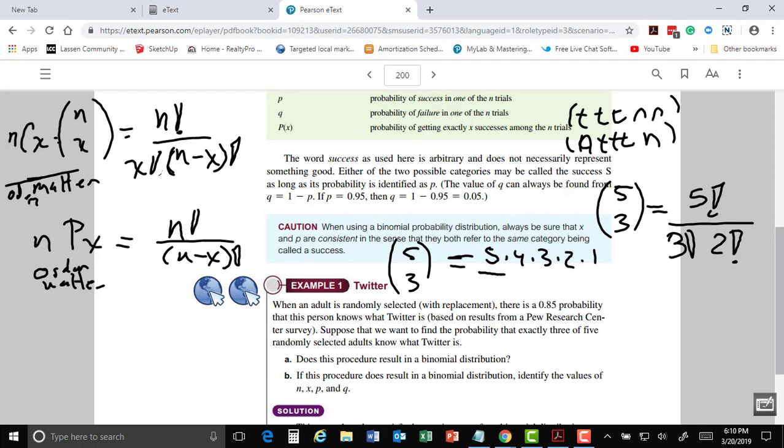3 factorial is, in fact, 3 times 2 times 1. What do I have still left under here? 2 factorial, do you agree? That's 2 times 1. How many times does 2 go into 4? And then 2 times 5. There are 10 ways that 3 of 5 people will be tweeters. Did you see that?